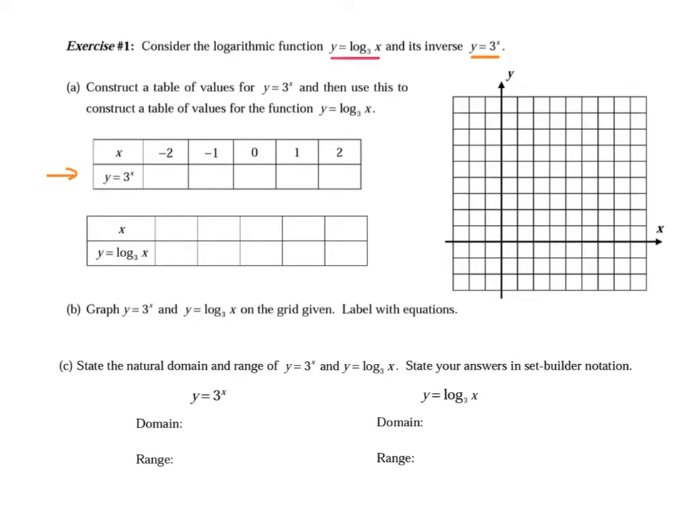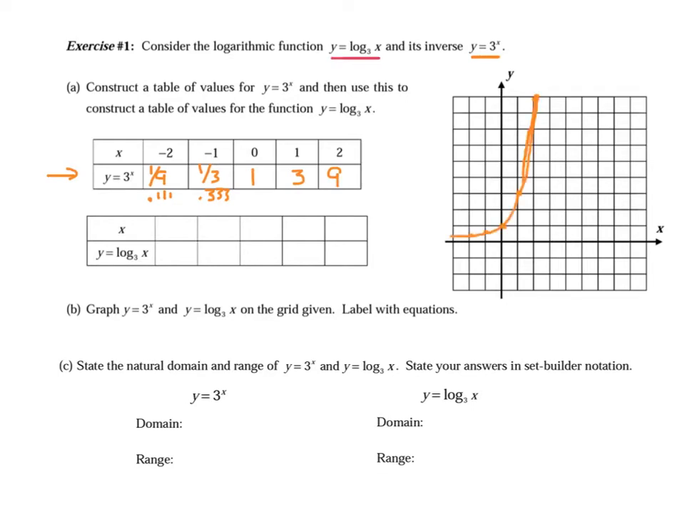They wanted us to substitute a -2 in for x, and 3 to the -2, we could call it 1/9, or we could call it 0.111, and so on. 3 raised to the -1, we could call it 1/3, or we could call it 0.333 repeating. 3 to the 0 is 1, 3 to the first is 3, and 3 squared is 9. So I'm going to go ahead and graph that one.